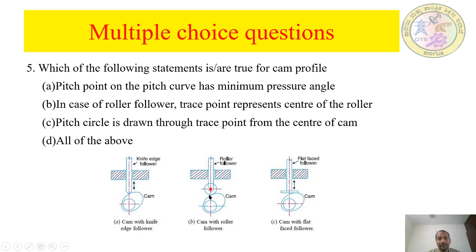We know center of the roller is taken as the trace point. So trace point is nothing but a reference point considered on follower. So in case of knife edge follower, this knife edge represents the trace point. In case of roller follower, the center of the roller represents the trace point. So the second one, the option B, in case of roller follower, trace point represent the center of the roller. So the answer is B.